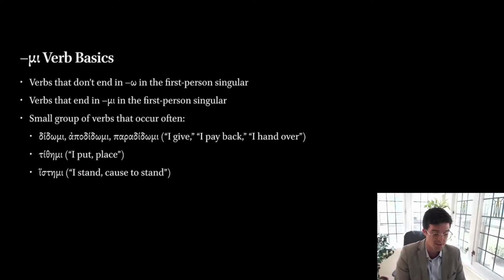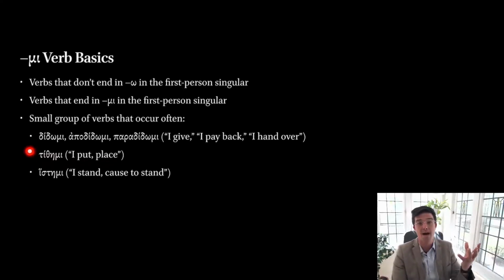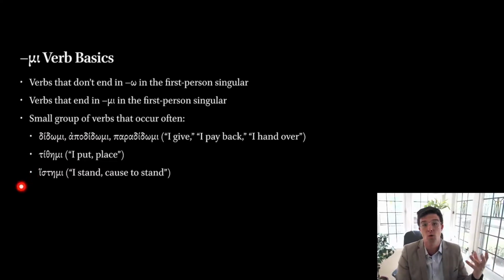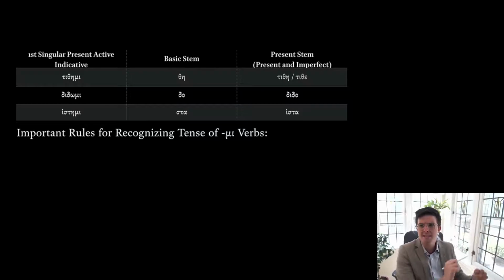So these are going to be the lexical forms or the dictionary forms that you would find if you went to look up these words in a vocabulary list or in a Greek lexicon. So that gets us all sort of our most basics about what mi verbs are, where they take their names from, and what the most common mi verbs in the Greek New Testament are.